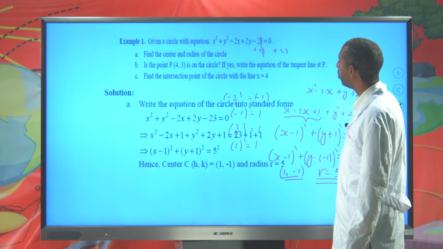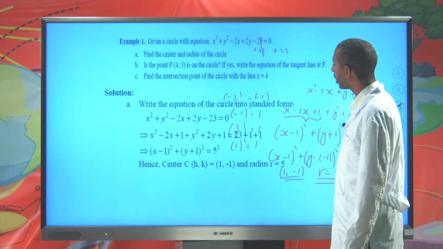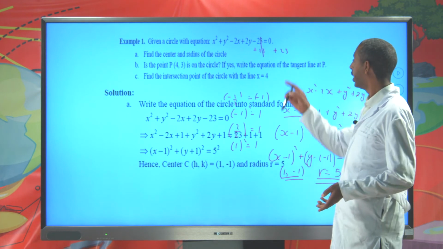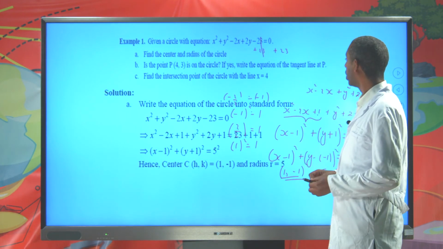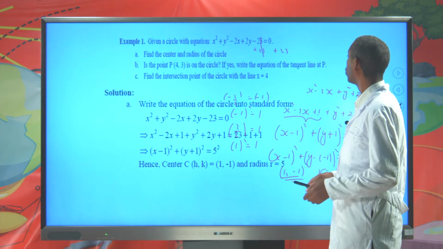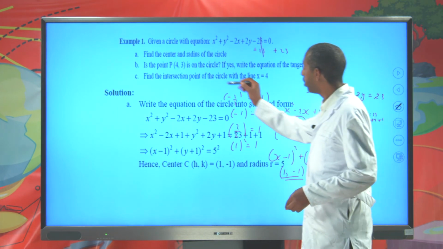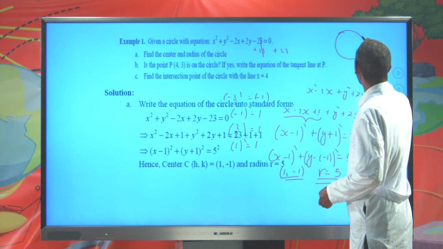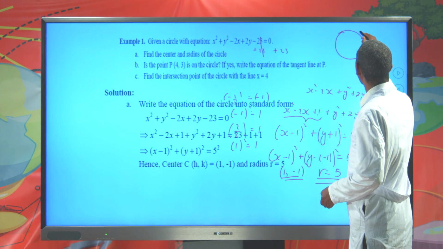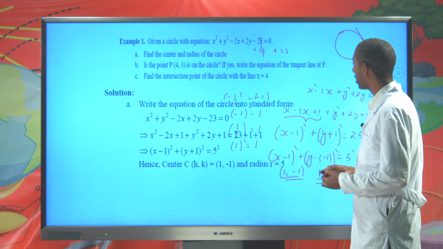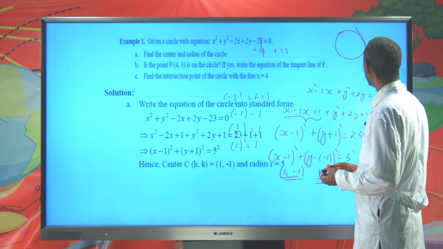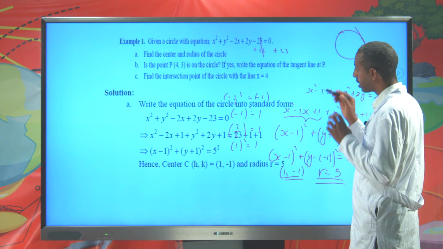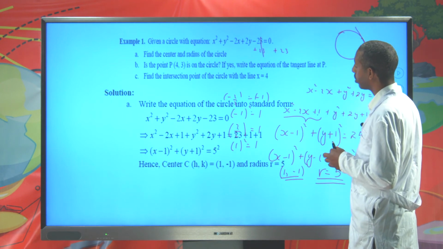Let's see B. We are asked to check whether the point (4, 3) is on the circle or not. If our answer is yes, we may be required to find the equation of the tangent line. If that point is on the given circle, there will be a tangent line which meets the circle at exactly one point. Then we can easily find the equation of this tangent line. First, let's check whether the point (4, 3) is on the circle or not.